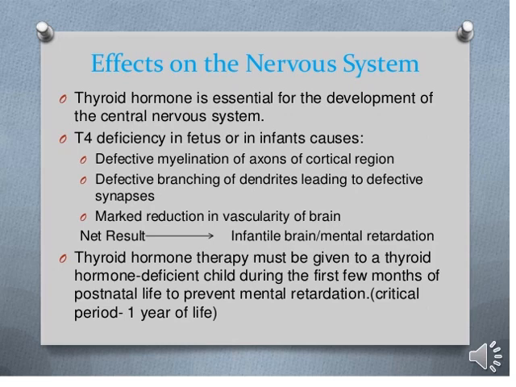In this slide, we're talking about the effect of T3 and T4 during the developmental or embryonic period. T3 and T4 are essential for myelination of axons, specifically of the cortical region, and also for creating the branches of dendrites, which is essential for learning and memory. Without these branches, our learning and memory and the synapses used for learning and memory will be defective. And also it's necessary for the vascularity of the brain.